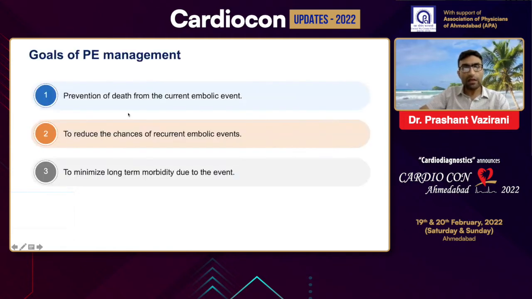So what is the treatment? Your goals are to prevent death, to reduce the chances of recurrent embolism, and to minimize the long-term morbidity due to the event.